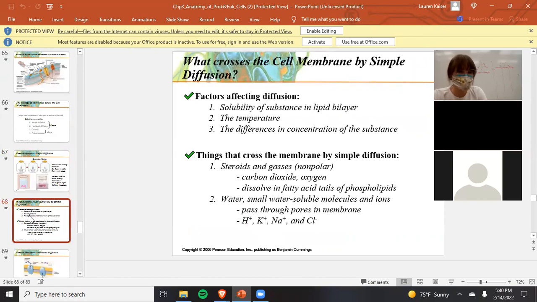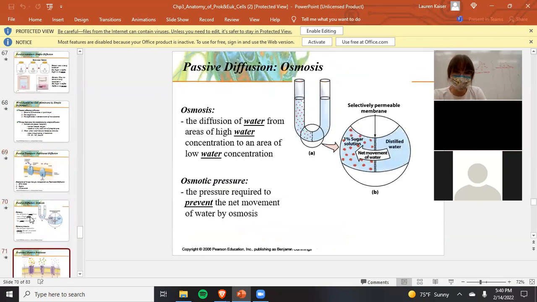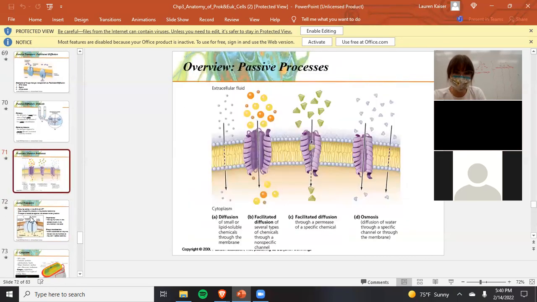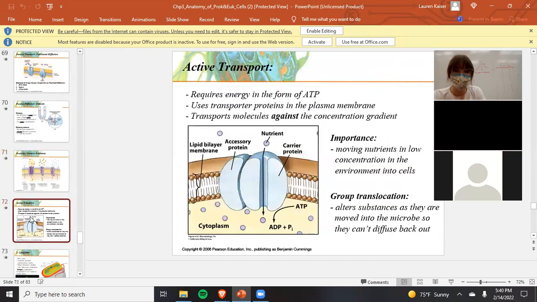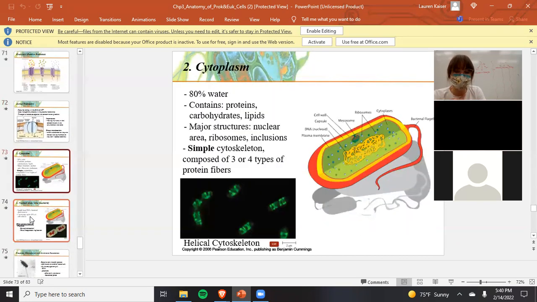Let's see. Just know the different types of diffusion, osmosis, obviously. This is a really, really good review slide. I would recommend drawing this out. I'm sorry if I'm going fast, by the way. I'm just trying to get all that information in.